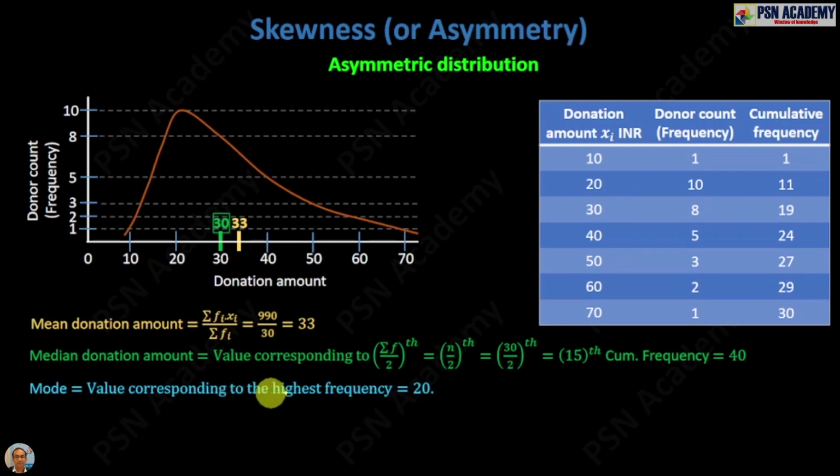And mode is the highest value corresponding to the highest frequency. So highest frequency is 10, and you have the corresponding data as 20. So your mode is standing at 20.